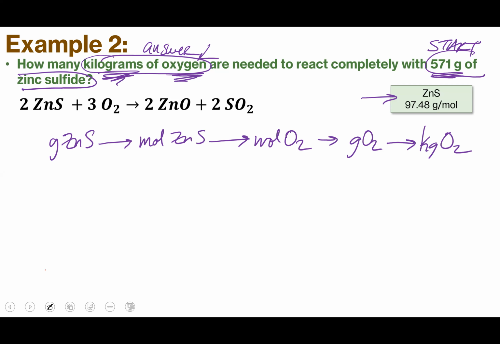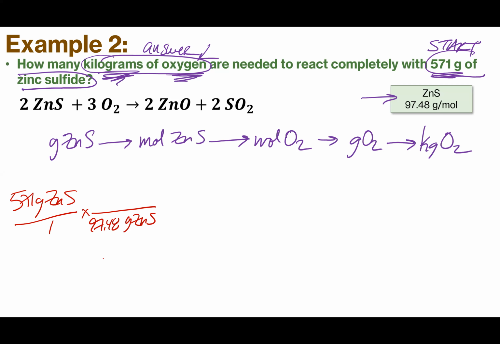Here we go. 571 grams zinc sulfide. Grams of zinc sulfide on the bottom. We know our molar mass is 97.48. This is for 1 mole of zinc sulfide. So now we're going to moles of O2. That's our new step. We need zinc sulfide to cancel out. There's 2 of those in our equation. We're going to moles of O2. There are 3 moles of O2, so 3 on top.